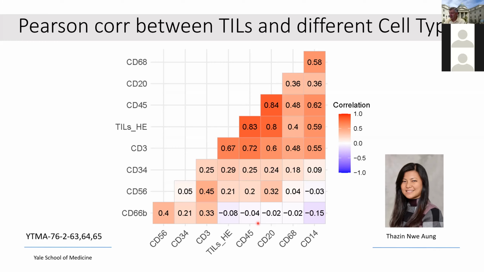So this is giving us a little picture. This is a little bit preliminary, but it's kind of what we'd expect. That is, that the molecular parameters that we see that correlate with H&E TILs are really CD3 and CD8 and CD20 that have the best correlations with H&E TILs.